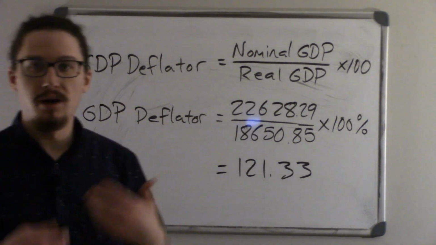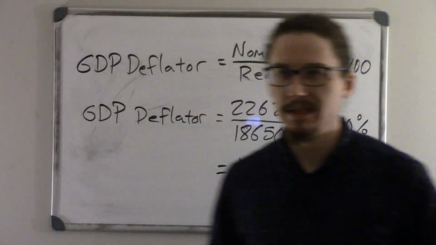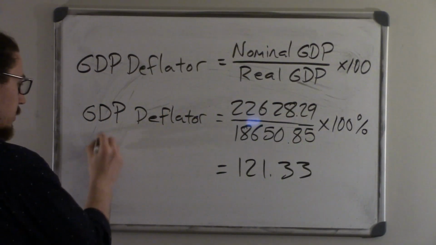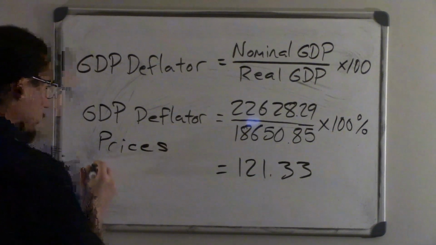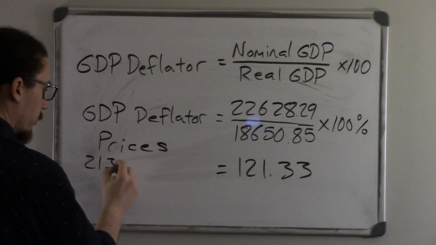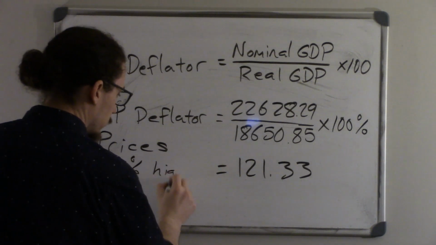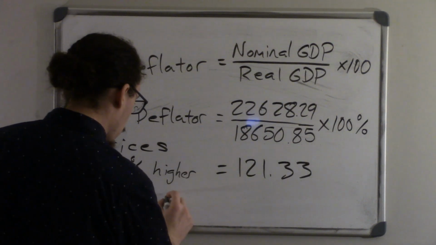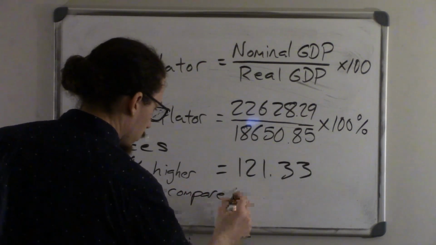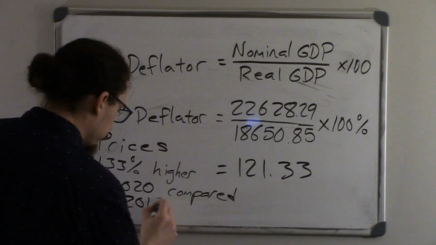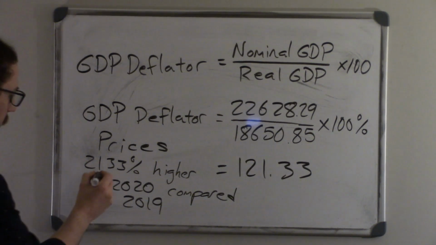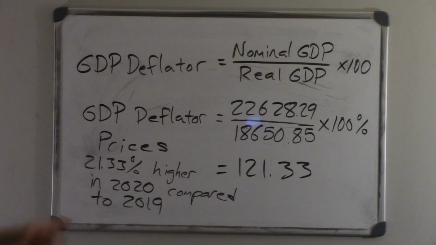121.33, right? And you see how much larger prices were in 2020 versus 2019, right? So based off of this, we can say prices were 21.33% higher in 2020 compared to 2019. All right, that's a conclusion that we can come to.